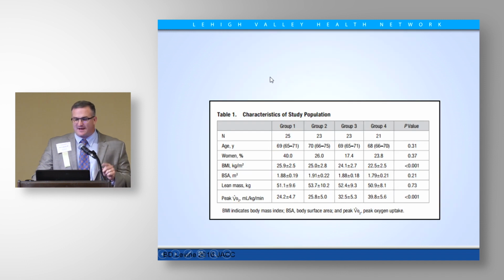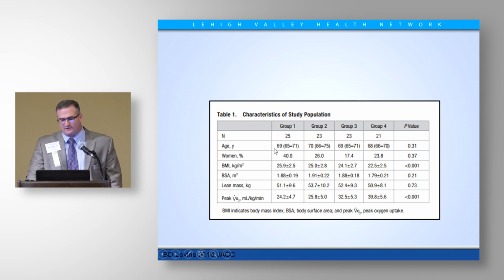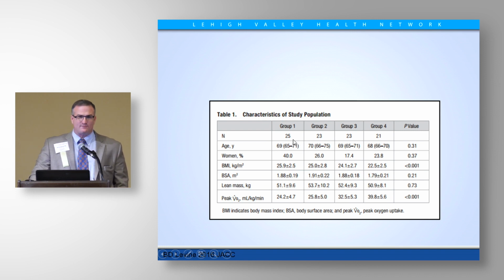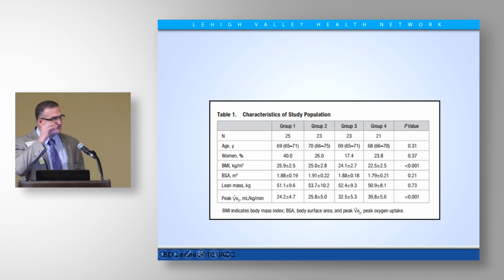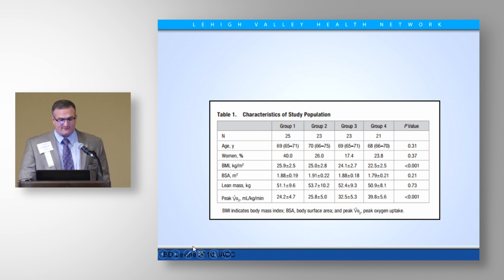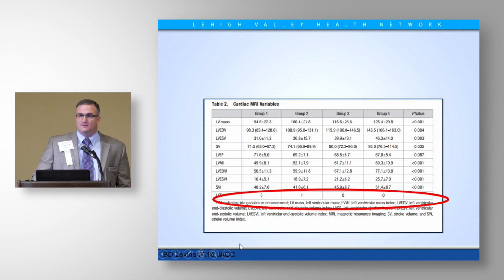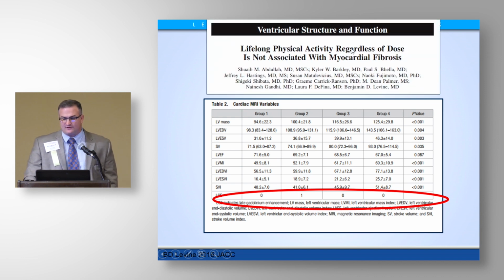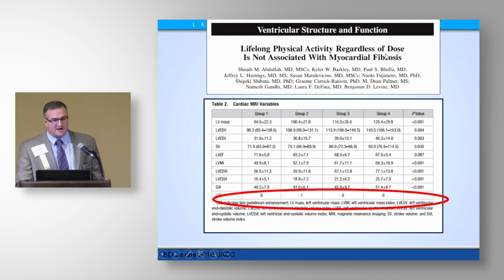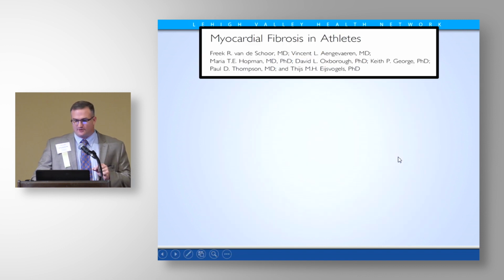But there are a number of studies this past year that helped. So here's a study from Dallas looking at groups of athletes over the age of 60, and they broke them into groups 1 through 4 based on how often they exercise. Group 1 the least amount, group 4 5 or 6 days per week. And what they found was in that group, late gadolinium enhancement was basically undetectable, pretty rare. And what they concluded over that large group was that lifelong physical activity, regardless of dose, how much you do, is not associated with myocardial fibrosis. Just a single study, but it does lend itself to the question of whether or not the presence of fibrosis can be ignored.